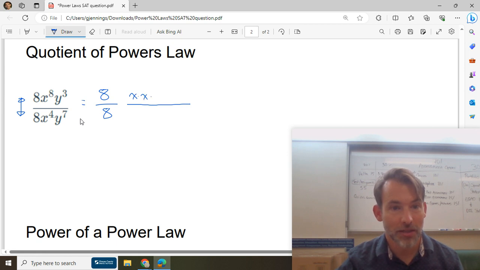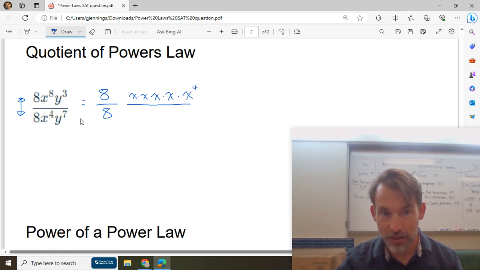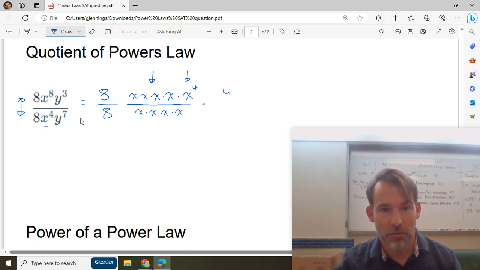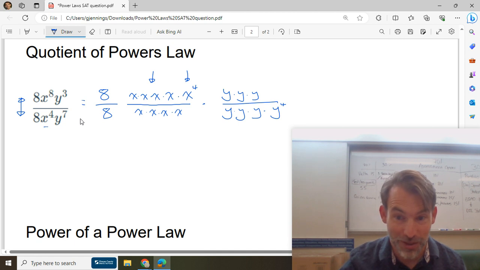And then x to the 8 is going to be x times x times x times x. I'm a little bored. I don't want to write out any more x's, if you don't mind. That's 8 x's multiplying. There's 4 of them, and here's another 4, divided by x to the 4. So I'm going to write that one out for you: x times x times x times x. And then we're still going to be multiplying by y to the 3. That's y times y times y divided by y to the 7. Well, that's y times y times y times, I'm a little bored of writing all these y's. I still have 4 more to write, so I'm just going to write them as an exponent.